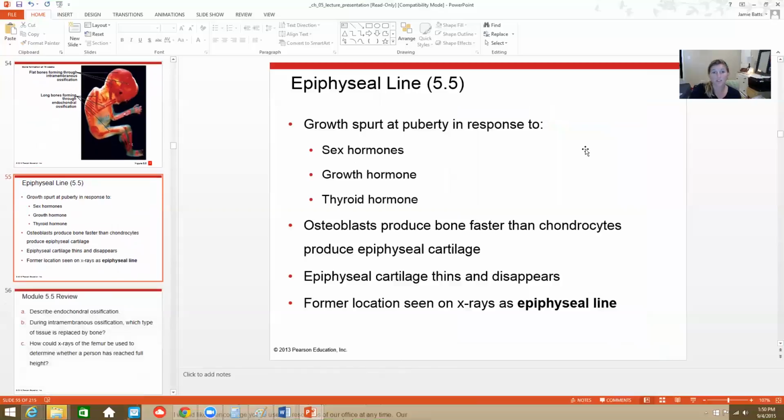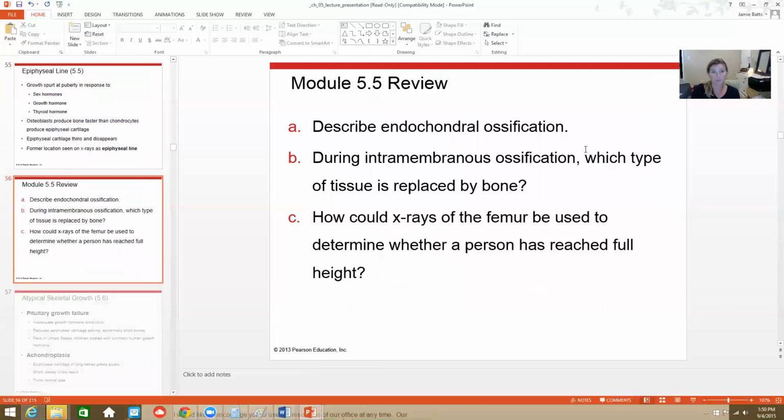The epiphyseal line is that line in between the epiphysis and the diaphysis. This is the growth plate. This is where the growth is going to occur on a long bone. It's going to continue to elongate at that point under the direction of sex hormones, growth hormones, and thyroid hormones, which all play a role in metabolism and growth. Those osteoblasts are working really hard in that area to enlarge the bones.